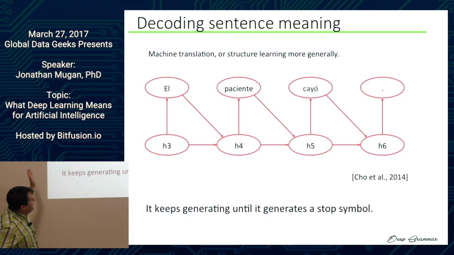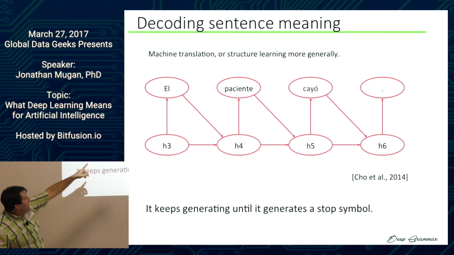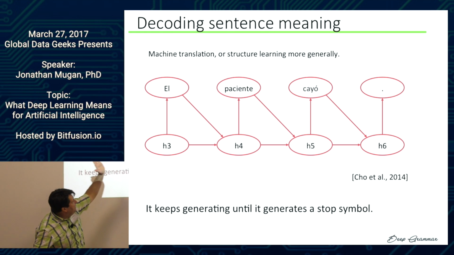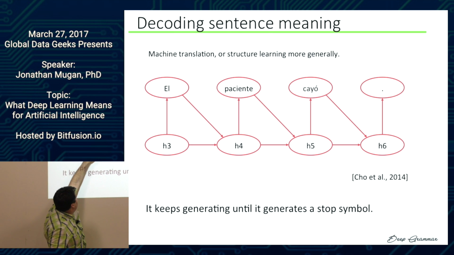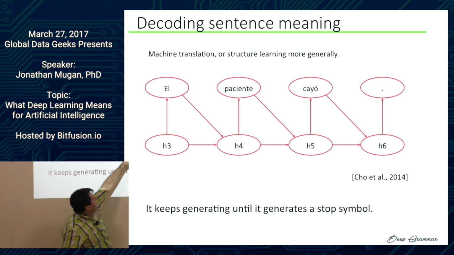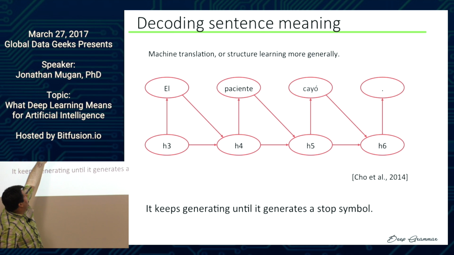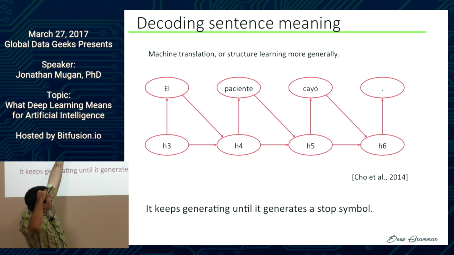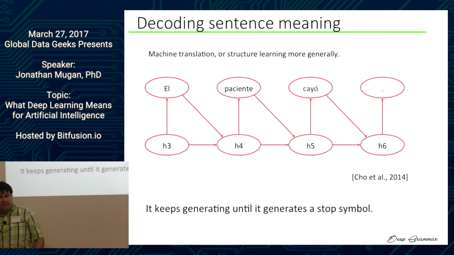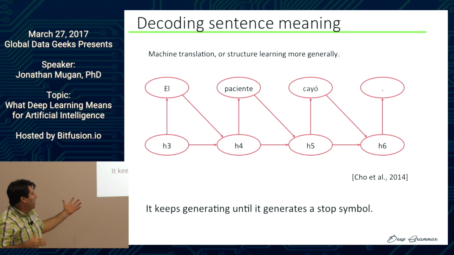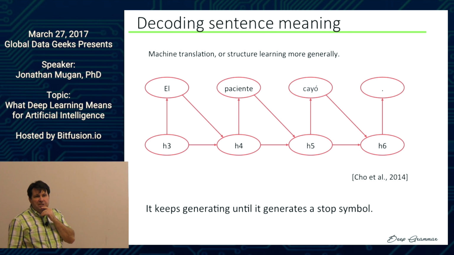Now, it doesn't have to be the same length. In this case, I wrote it incorrectly. It should be el paciente se cayó. But it just keeps going, and this neural network has the same parameters at each junction. It's actually folding in on itself. But you have these vectors here, these parameters here. It just keeps going until it hits the stop symbol. And this is now a large part in how Google does its machine translation.